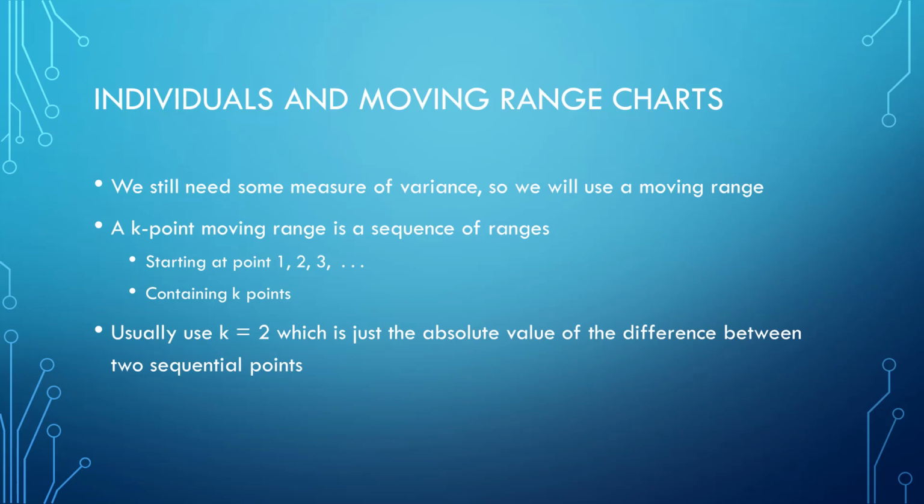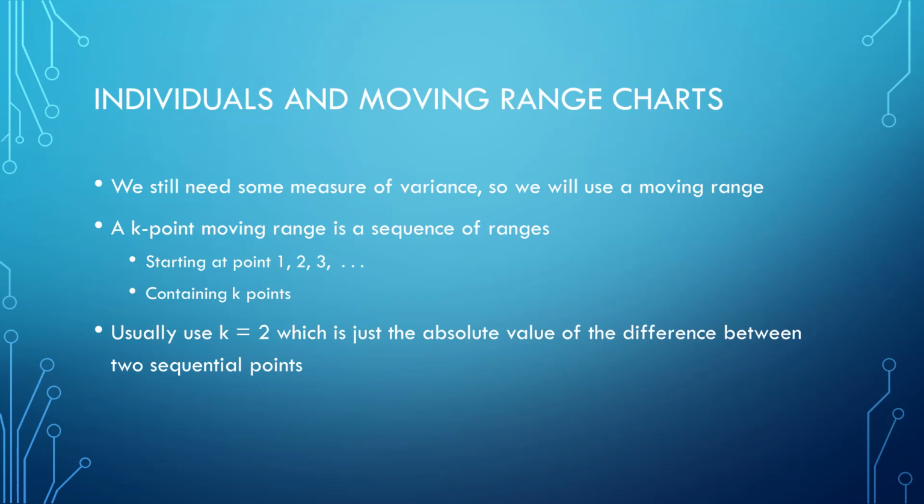A moving range is dependent on k points, and we make a sequence of them. So we take the first k points, starting at 1, and make the range of that. And then we start at the second data point and use k points and make a range from that, and so on and so forth.